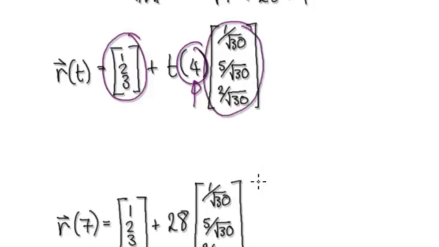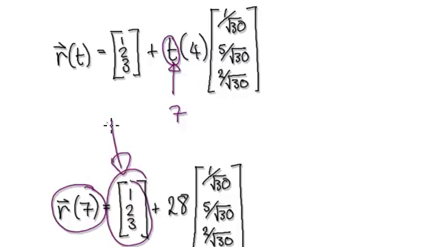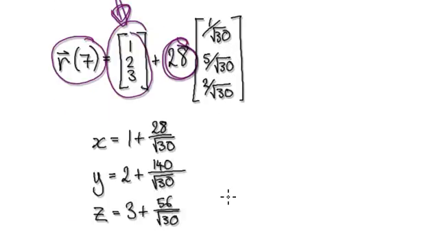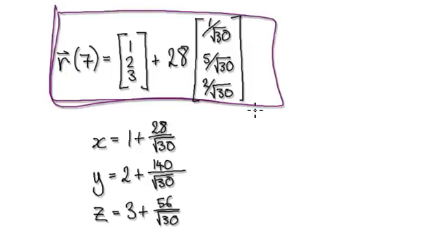So now we want to know the location after 7 seconds. After 7 seconds will be us putting 7 into this t. So after 7 seconds, our initial position stays the same, but then 7 times 4 here, remember 4 is a speed. So combining the two, that will then give you this.